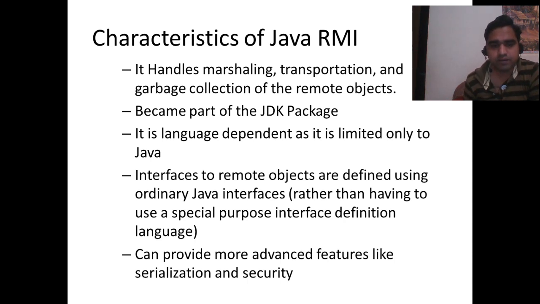Interfaces to remote objects are defined using ordinary Java interfaces. As we are using general Java programming, the same type of interfaces are used in our RMI system. It can provide more advanced features like serialization and security, maintaining proper scheduling of message communication between client and server. For proper authentication from both ends, it uses the security features.